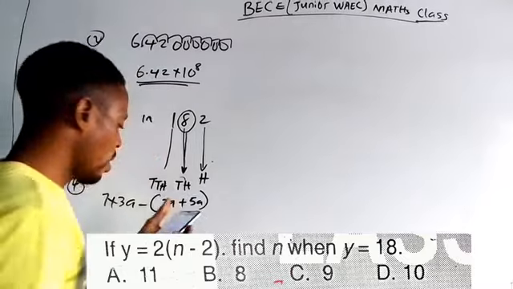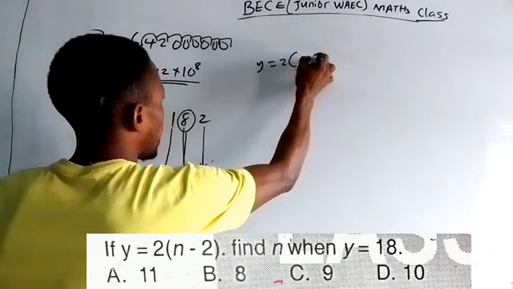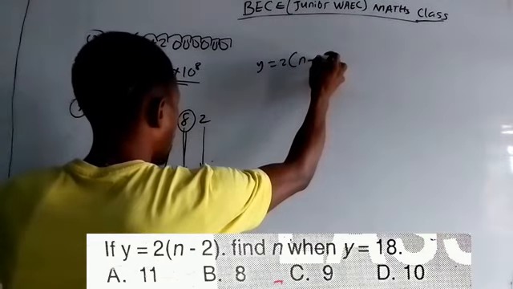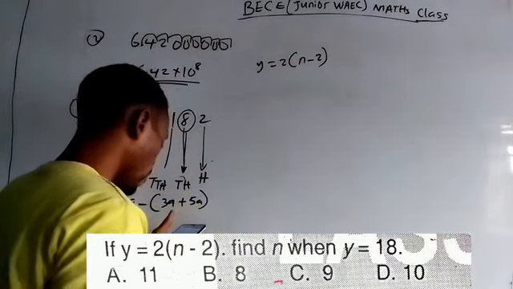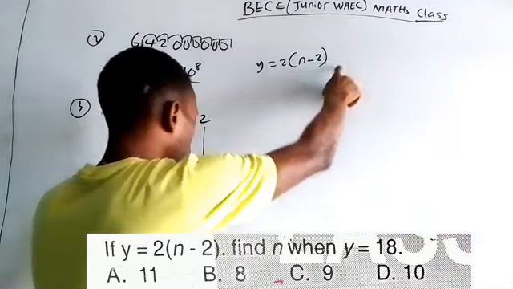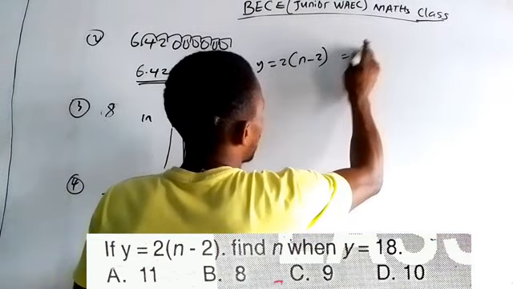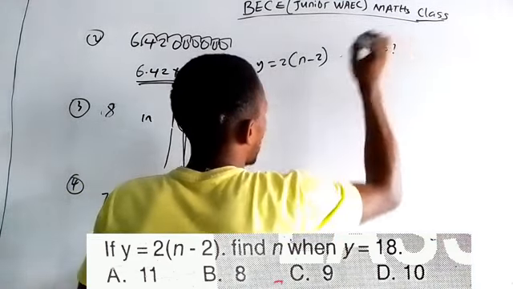Let me take this place. It says that if y is equal to 2(n minus 2), we want to find the value of n. We want to find n.